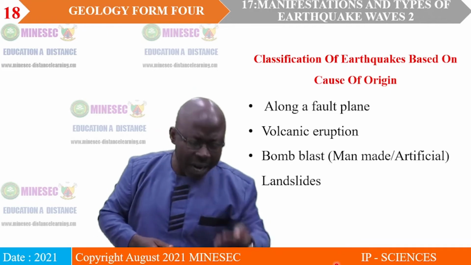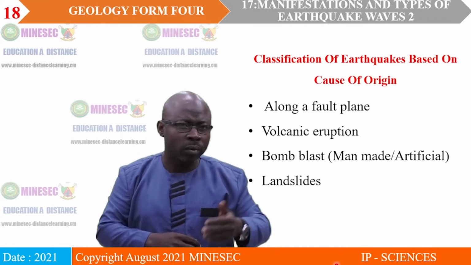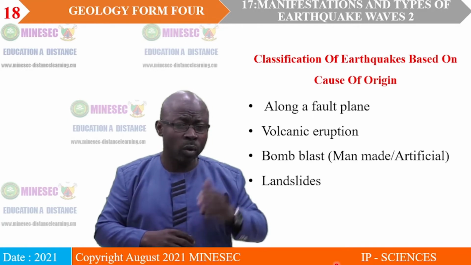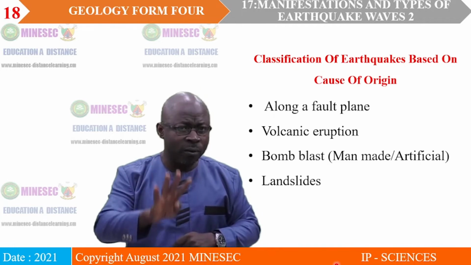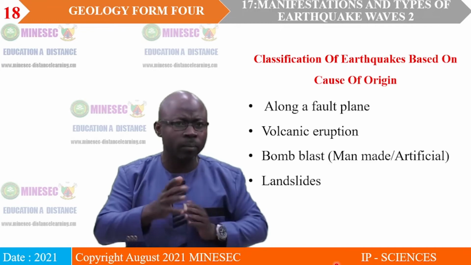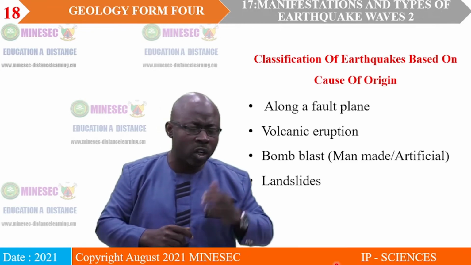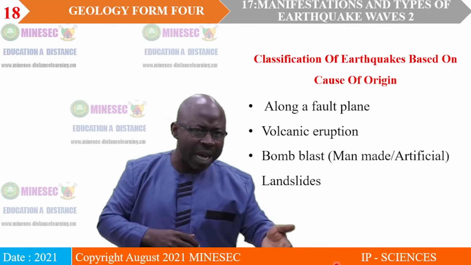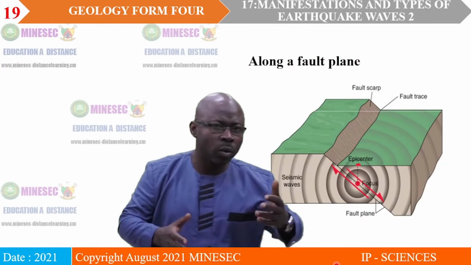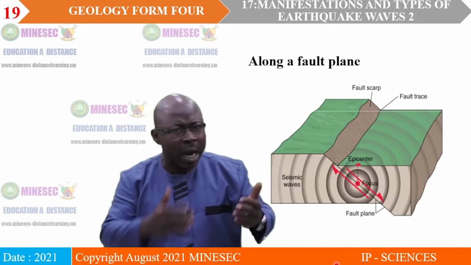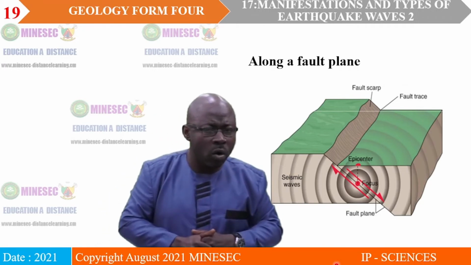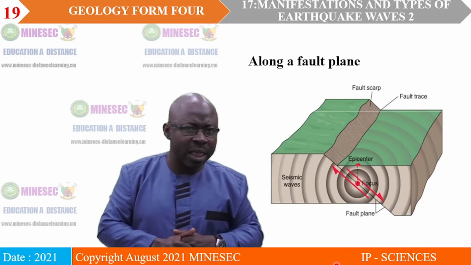So the last type of earthquake is the earthquake caused by landslide. So based on this criteria, there are four categories of earthquakes: those that occur around fault planes, those caused by volcanic eruptions, those by bomb blasts, and then those by landslides. The diagram tries to explain how movement along fault planes can lead to the occurrence of an earthquake.